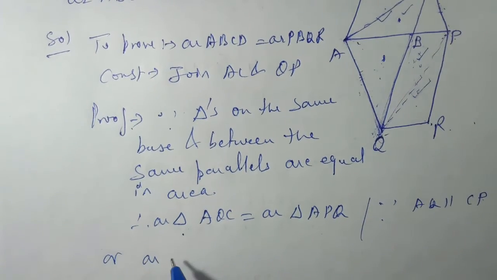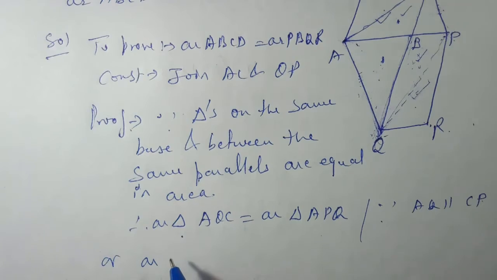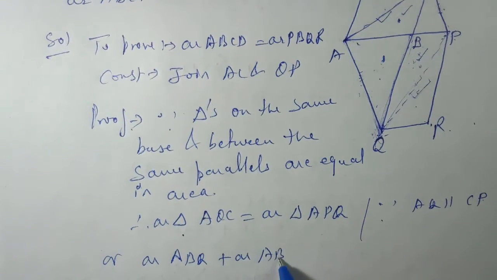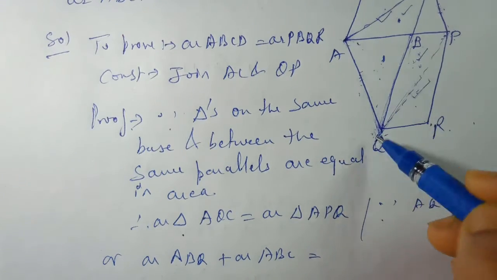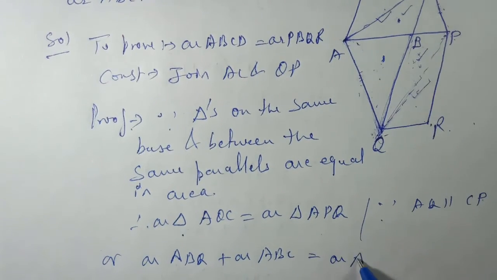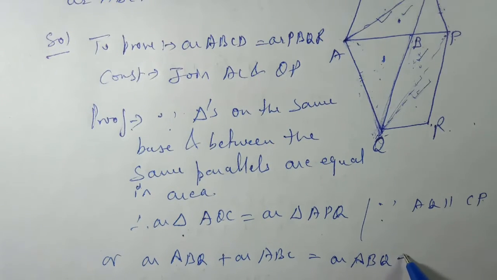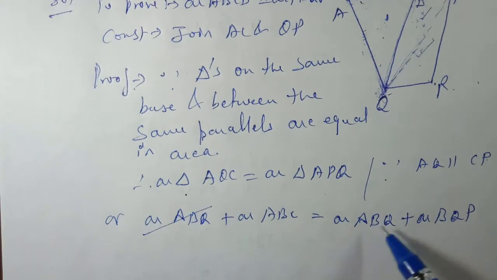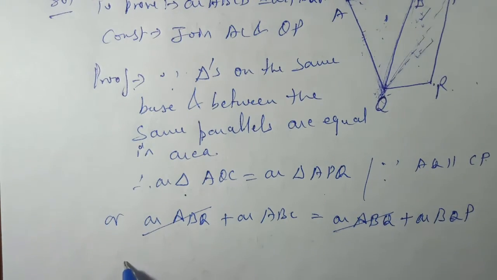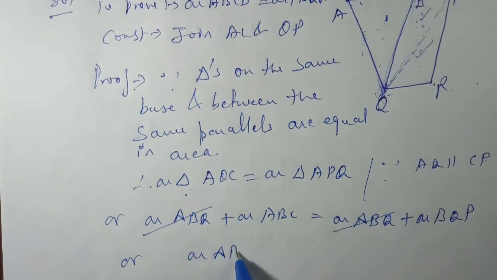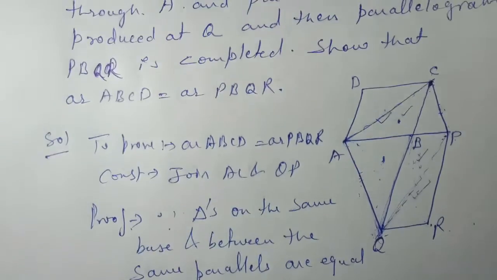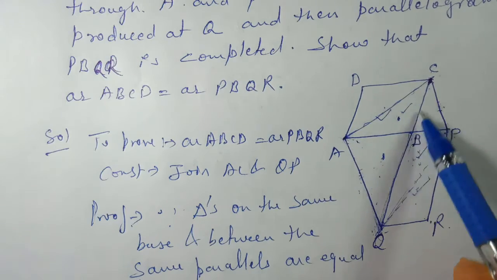Triangle AQC can be written as area of ABQ plus area of ABC, equal to, again splitting the next triangle, area of ABQ plus area of BQP. On both sides we observe area of ABQ. Let us cancel. We get area of ABC is equal to area of BQP.